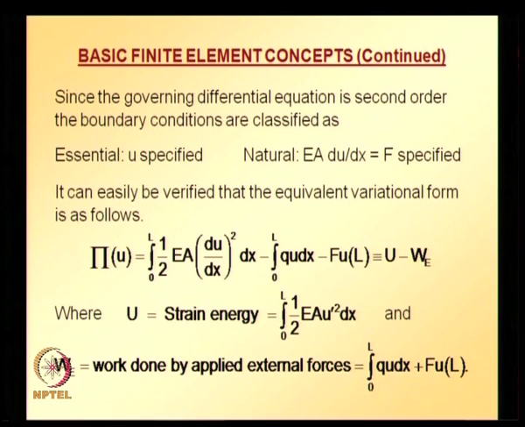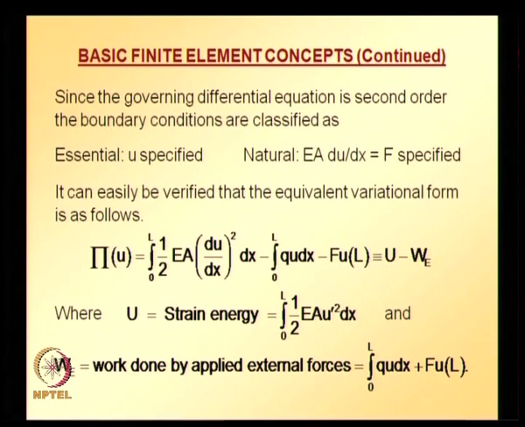If you recall from your mechanics of materials course, for a bar under axial deformation, strain energy is nothing but sigma square over 2E times volume. This applies if everything is constant, that is, the area of cross section is constant, Young's modulus is constant, and sigma is also constant. But here all are assumed to be varying over the entire length of the bar.